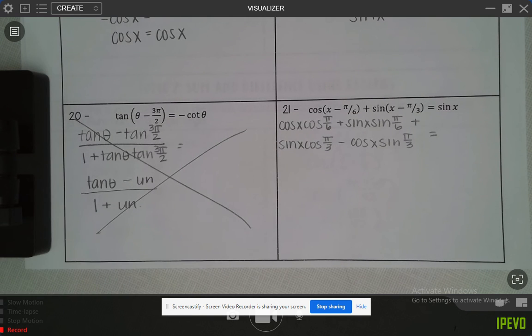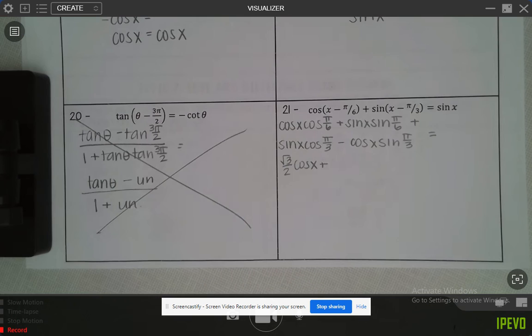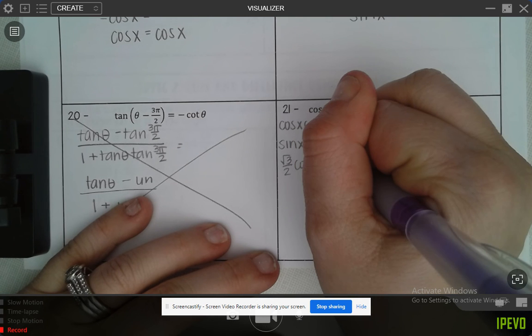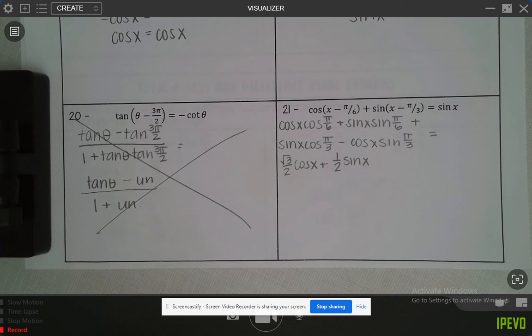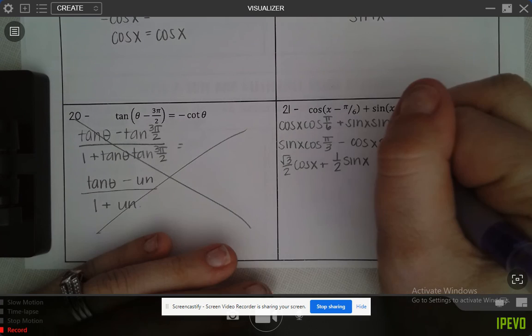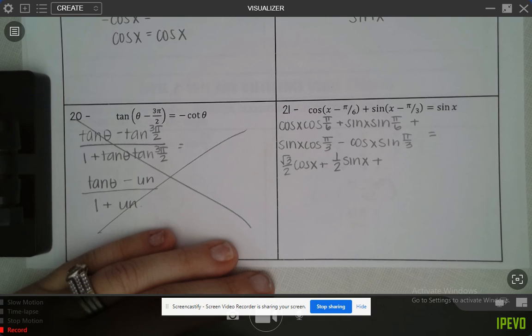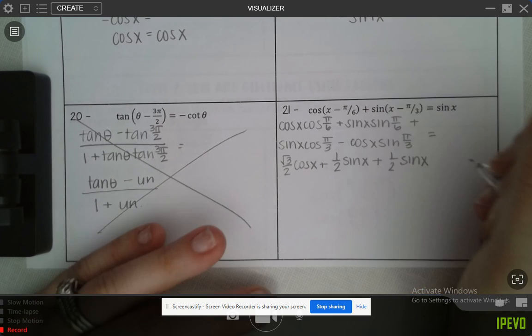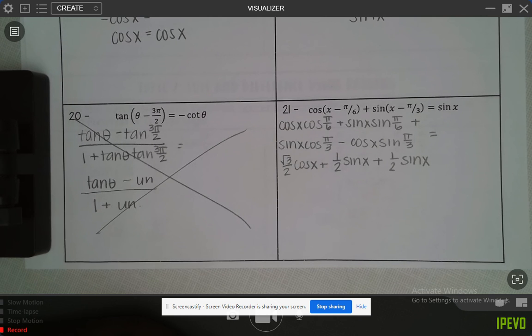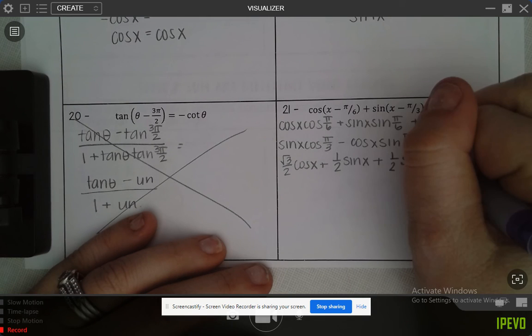Radical, what? Yep. So this is radical 3 over 2 times the cosine of x. Plus, what's the sine of pi over 6? 1/2 plus the 1/2 sine of x. What's the cosine of pi over 3? That's 1/2. Gosh, you guys are so smart. What's the sine of pi over 3? Negative radical 3 over 2.